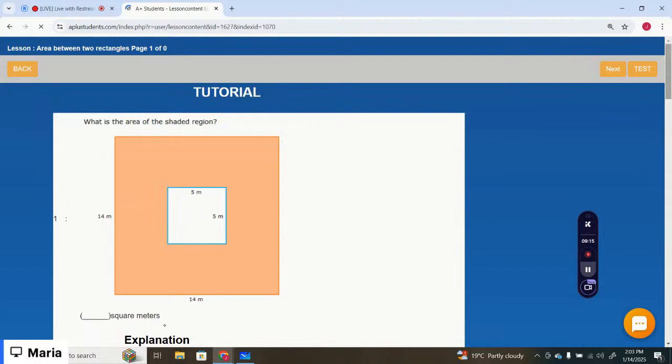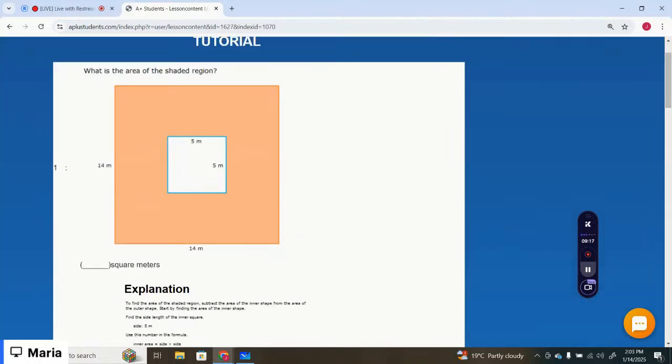So what is the area of the shaded region? Basically, the small square is inside the bigger one. You need to calculate the area of the shaded region only, not the white region. So how do you calculate? For this, you have to calculate the area of both the squares, right? Let's just calculate.